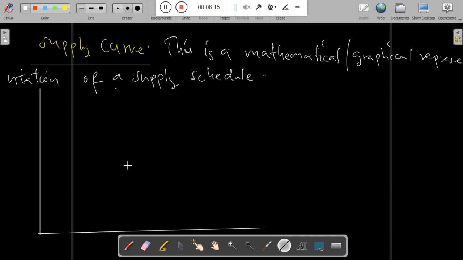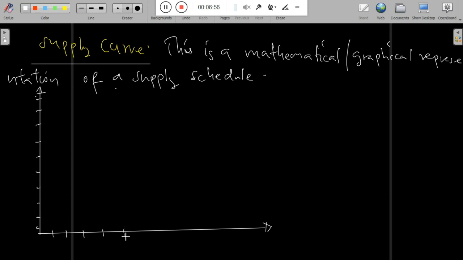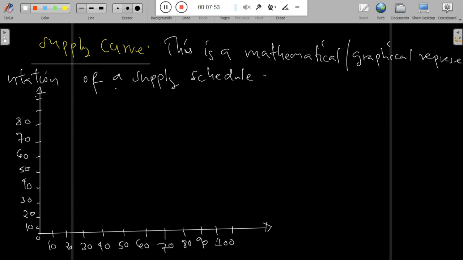Supply curve. The supply curve is a mathematical or graphical representation of a supply schedule. So when you draw a graph that represents a supply schedule, we have the price on the left hand side and the quantity in kilograms on the x-axis. So we have 10, 20, 30, 40, 50, 60, 70, 80 up to 100. These are the data provided for the price level on the left hand side in Tanzanian shillings.